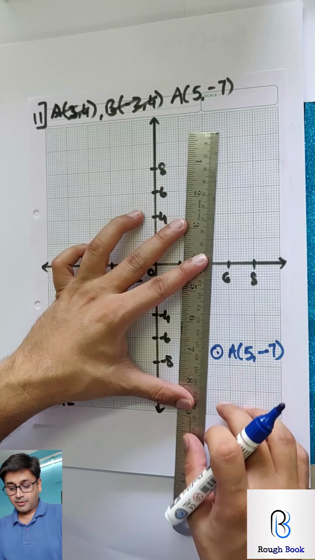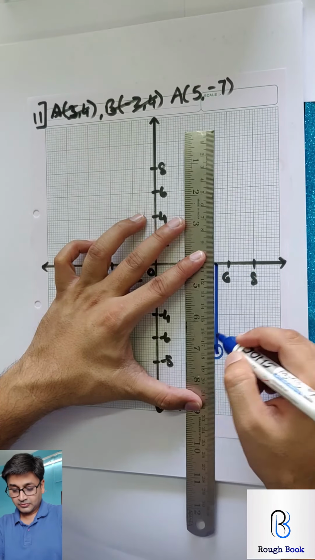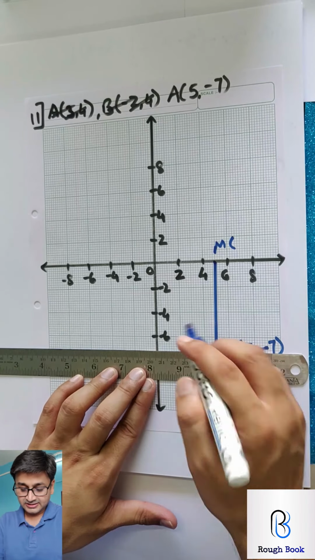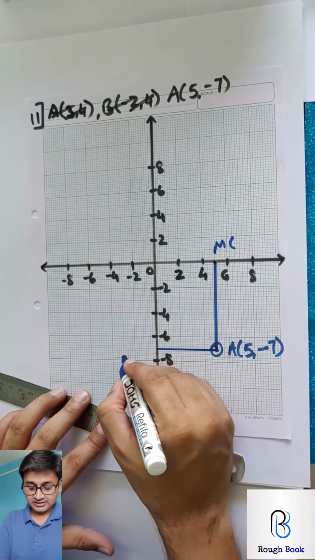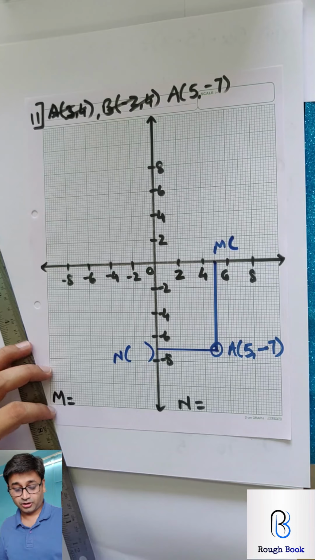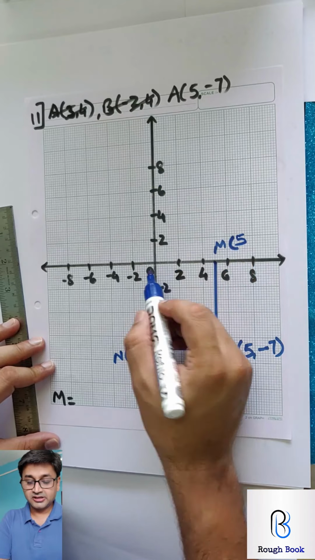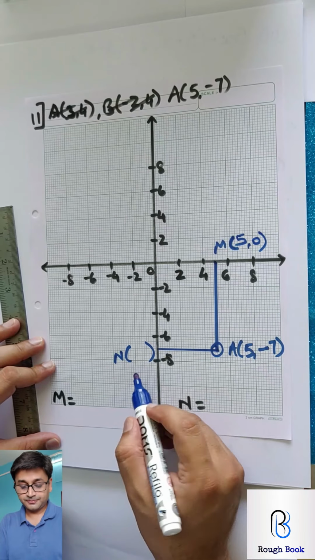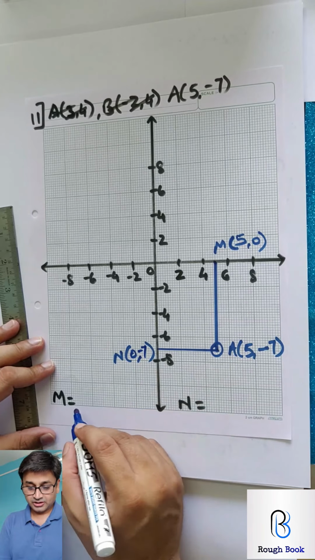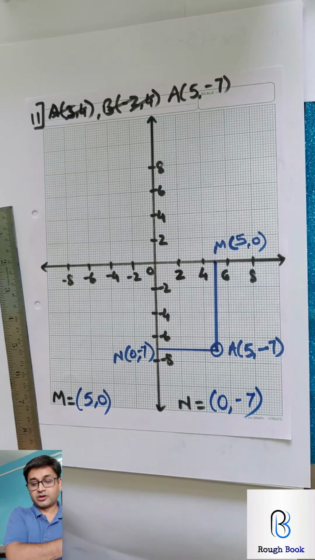So from A perpendicular to the X axis as AM. So that's my point M. And then AN perpendicular to the Y axis. So that's N. What will be the coordinates of M and what will be the coordinates of N is what your question is. So this becomes 5 for X, for Y nothing, so 0. Come on, get me this one. First X, that is 0, then Y, that is minus 7. So write over here 5 comma 0, 0 comma minus 7. That's it with the question, guys.